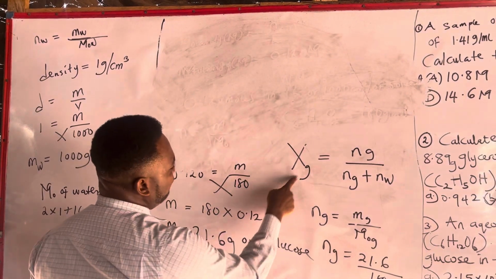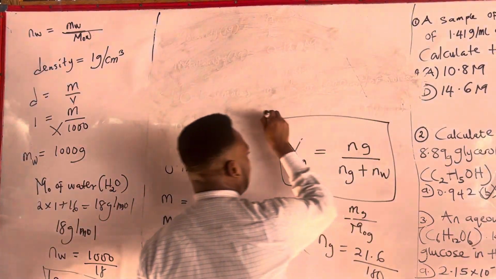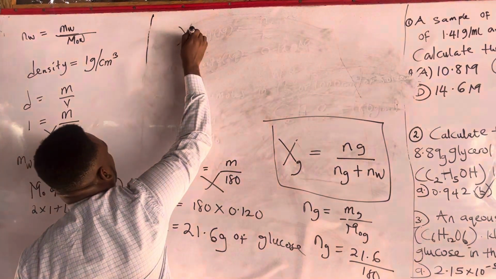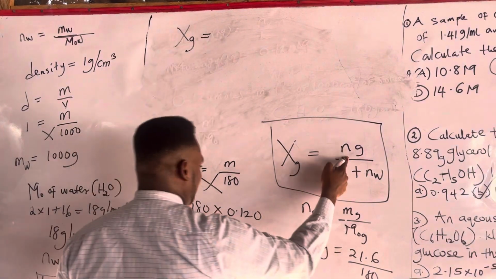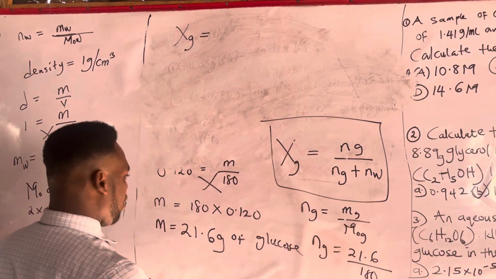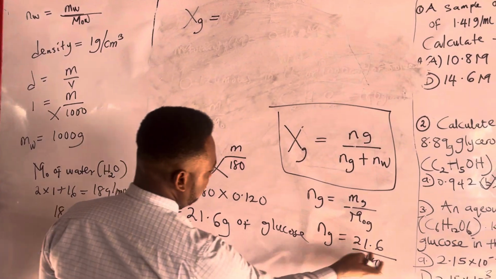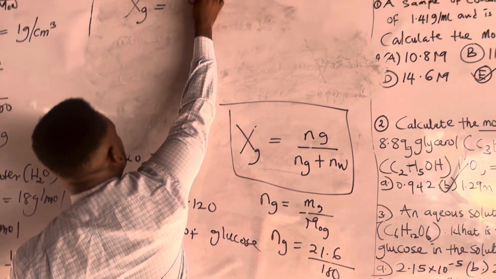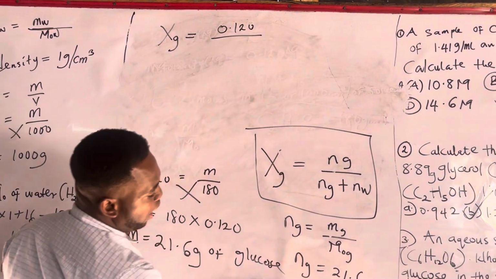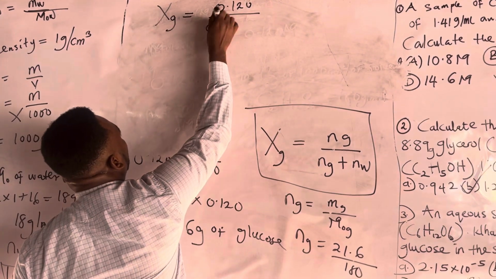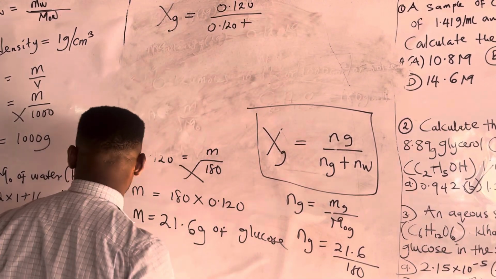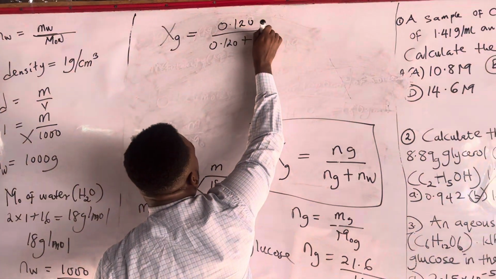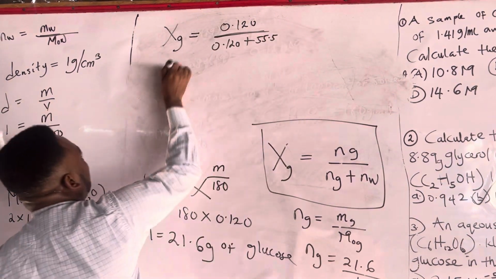So doing that now, look at our formula. We said to get the mole fraction of glucose, we take the moles of glucose over the sum of the two of them. So mole fraction of glucose, Xg, equals moles of glucose, which I have gotten, that's 21.6 divided by 180, which is 0.120, divided by the total: moles of glucose 0.120 plus moles of water, which is 55.5. So we'll just grab our calculator and punch.